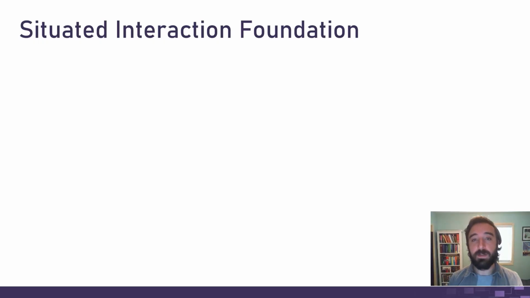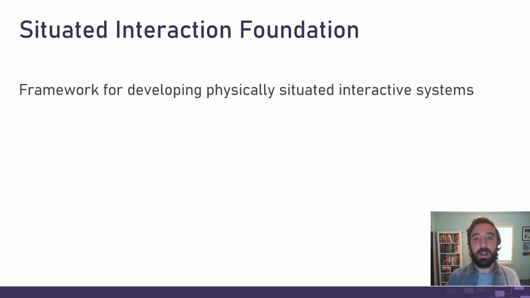So hopefully that gives you an idea of the kinds of systems and some possible research questions I'm referring to when I talk about physically situated interactive systems. These are systems that can reason about and act within a physically situated context and interact with and around groups of humans in the open world. And Situated Interaction Foundation is a framework that simplifies the construction of this kind of end-to-end situated interactive systems to allow researchers and developers to focus attention on their problems of interest while easily leveraging the work of others.